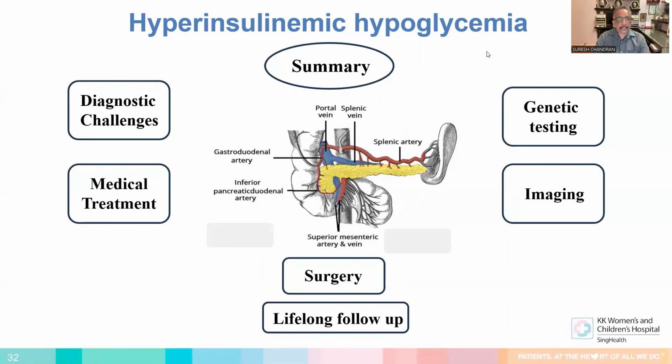Imaging is a must, and we need to rule out a focal lesion always before we go ahead with pancreatectomy. Surgery is the only solution for babies having focal and diffuse lesions. Subtotal and near total pancreatectomy have been practiced, but we prefer to use near total pancreatectomy, that is 95 to 97%. Lifelong follow-up is required for these patients.